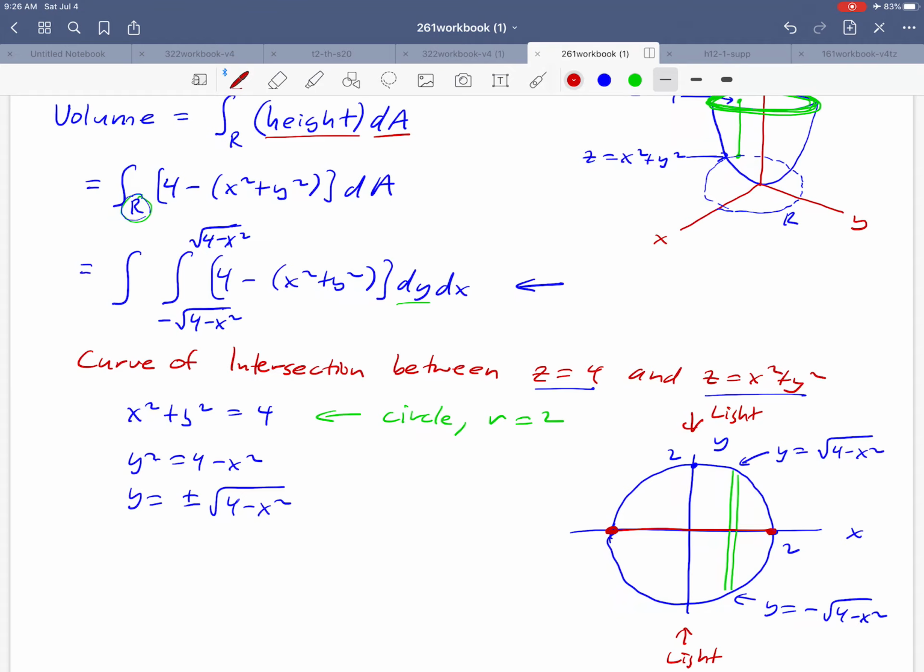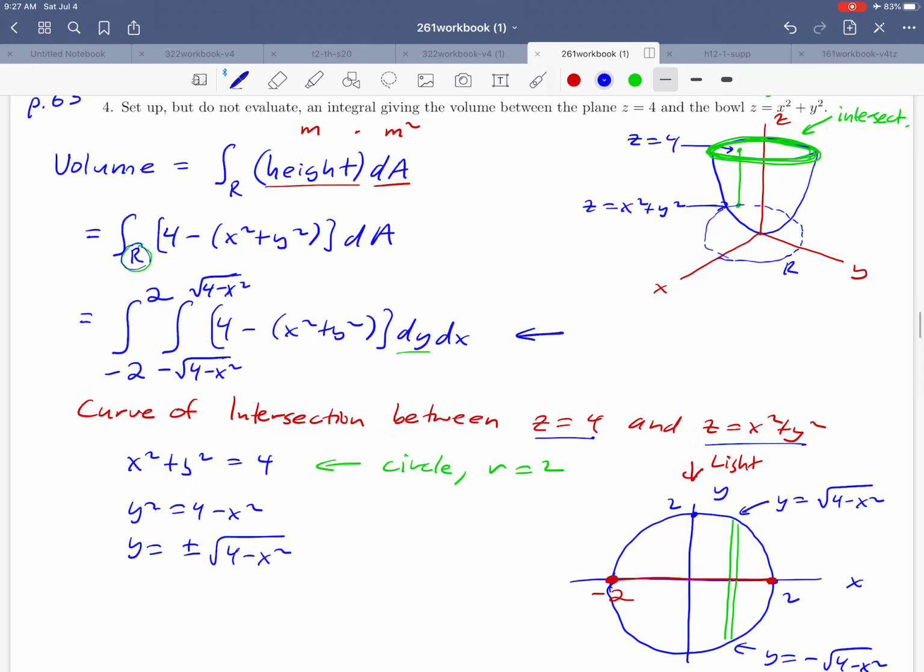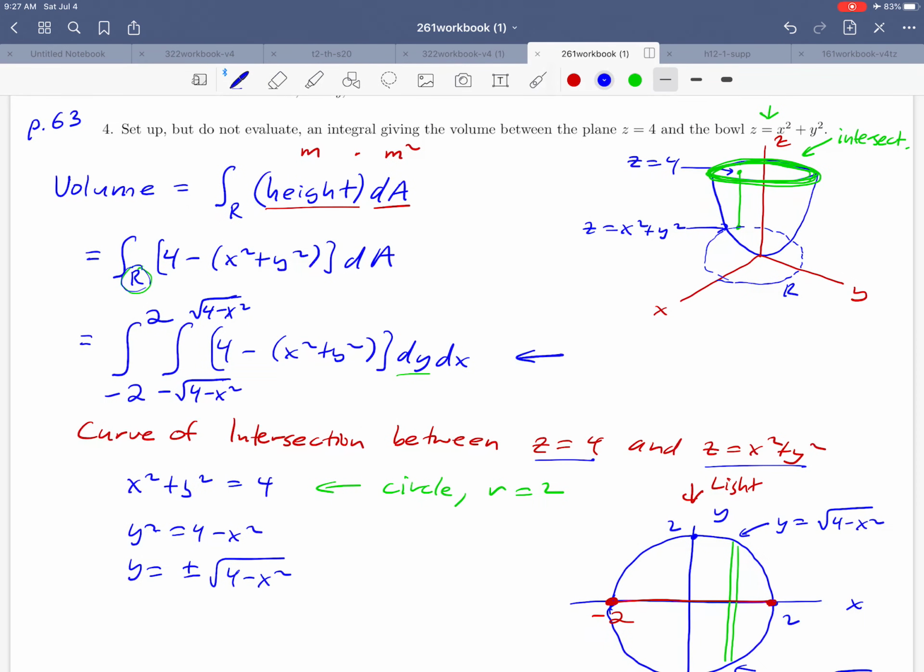Then ask yourself, what's the range of x values? Well, we're going from -2 to 2 because 2 is the radius of our circle. And so those are our x limits. If we go back up to the problem itself, it said set up but do not evaluate, and so we're actually done at this point. This iterated integral that we just set up is our answer to this question. We're not going to evaluate it because the limits of integration are a little bit ugly. It would be a little bit tedious to actually do the details.